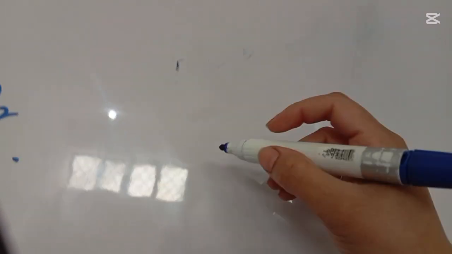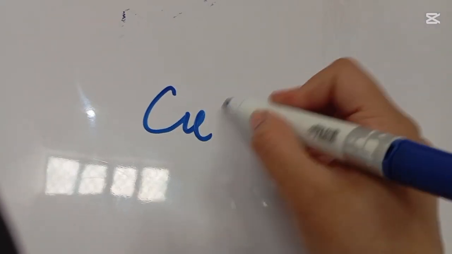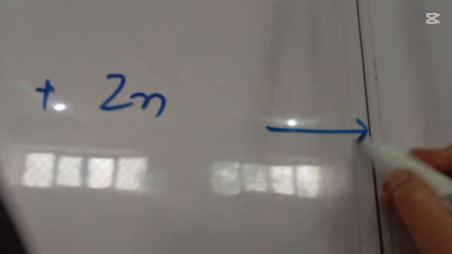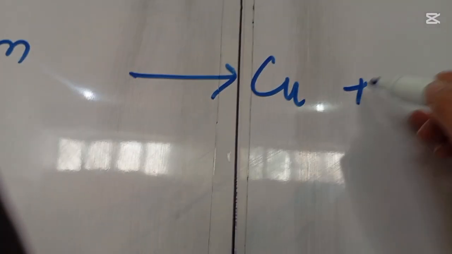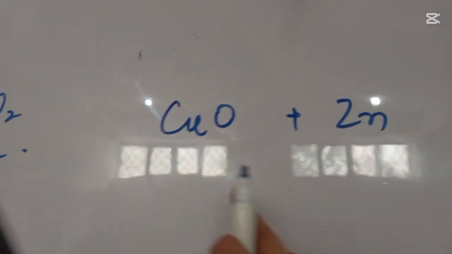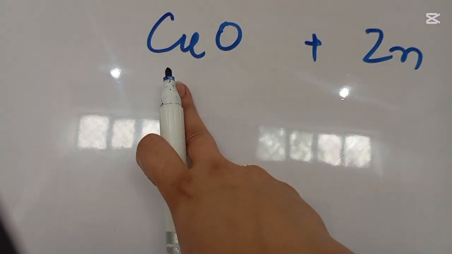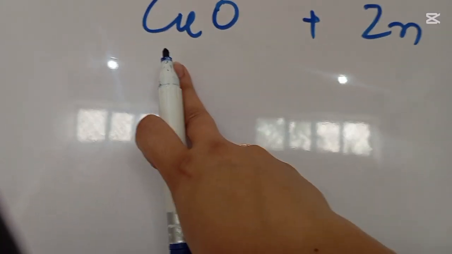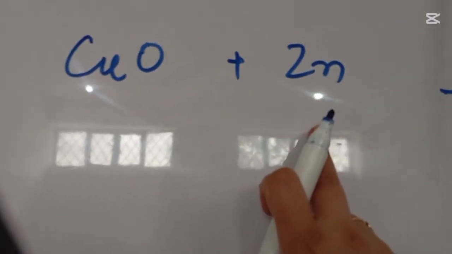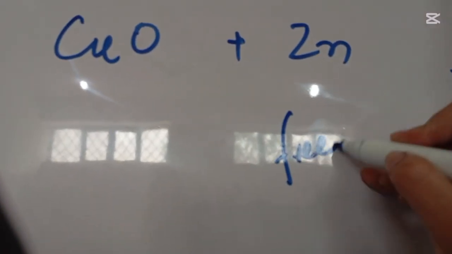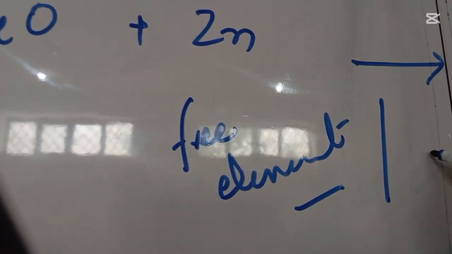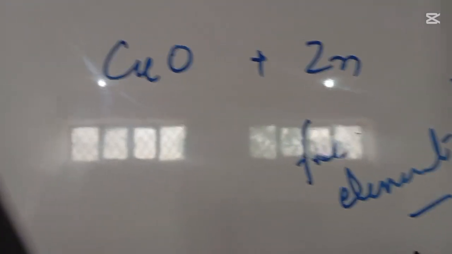For example, copper oxide reacts with zinc and forms copper and zinc oxide, or ZnO. We can see the oxygen was present with the copper, forming a compound called copper oxide, and zinc was all alone, a free element. A free element is an element in which no other element is combined with it.